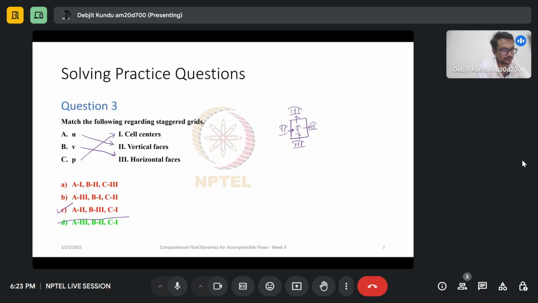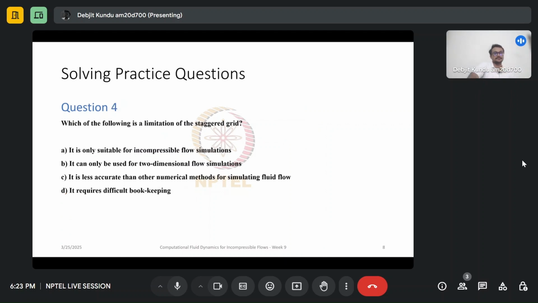All right, let's move along to the next question. This is question 4. This is asking us which of the following is a limitation of the staggered grid? Is it option A, that it is only suitable for incompressible flow simulations? Is it option B, that it can only be used for 2D flow simulations? Is it option C, that it is less accurate than other numerical methods for simulating fluid flow? Or is it option D, that it requires difficult bookkeeping?